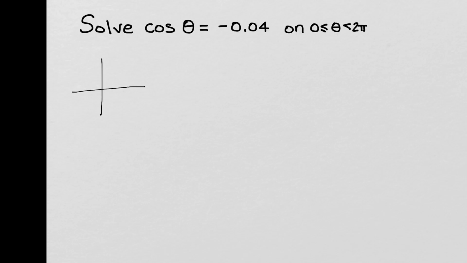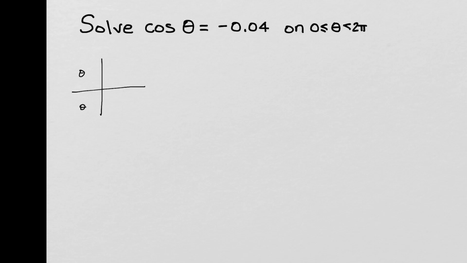The cosine function is negative where the x value is negative, and so that's going to be on the left side of the graph. So theta could be in quadrant 2, or it could be in quadrant 3. It's not in quadrant 1 this time. So on the graphing calculator, I'm going to take the inverse cosine of negative 0.04.